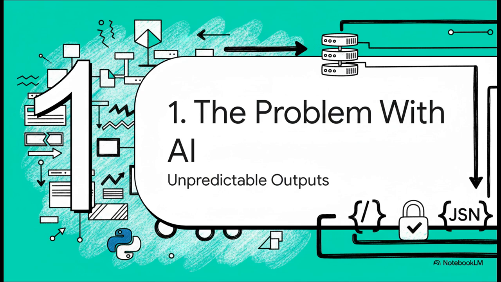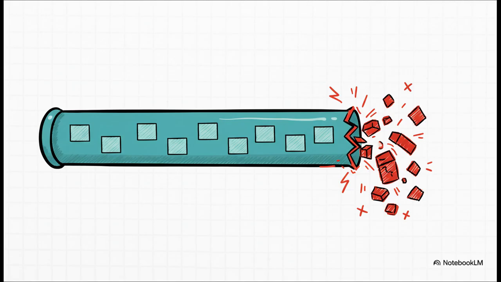So before we get to that amazing solution, let's really sit with the problem for a second. We need to understand the chaos we're dealing with, the unpredictable nature of these incredibly powerful but ultimately probabilistic models. This right here, this is the reality for so many of us developers. You build this beautiful data pipeline. You're expecting this clean, steady flow of structured JSON.